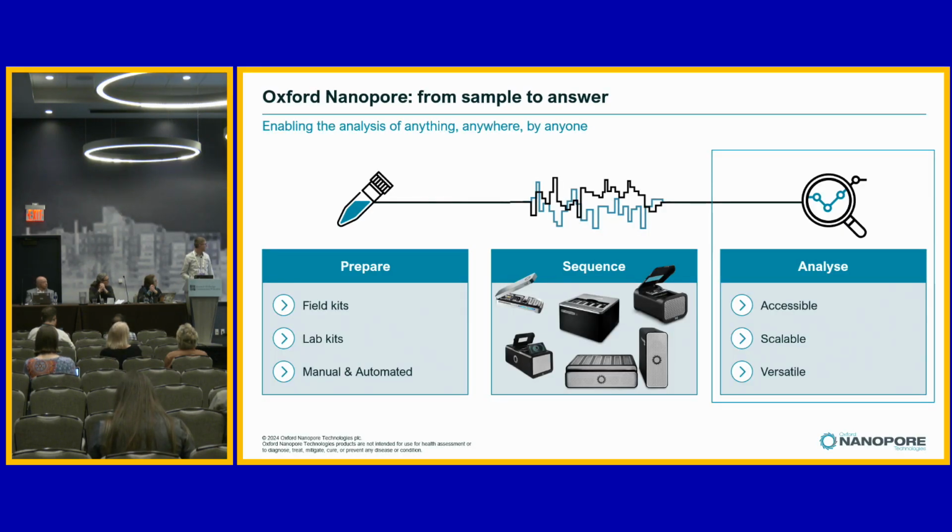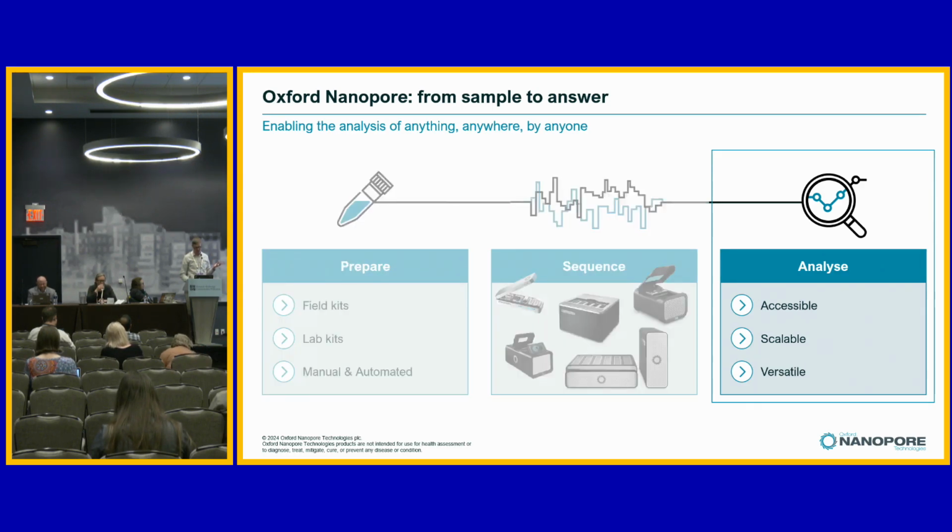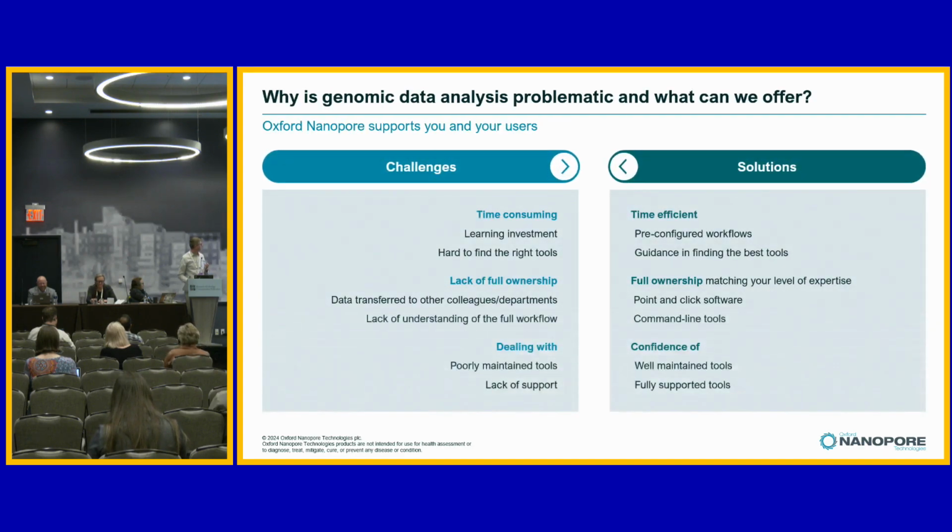At Oxford Nanopore, our mission is to enable the analysis of anything, anywhere, by anyone. To do that, of course, we have a set of kits and sequencers, but what we're focusing on today is analyzing the data. You can generate really rich and complex data, but if you don't have a way to analyze it, it's not going to be useful to you. So that's what I'm going to talk about today.